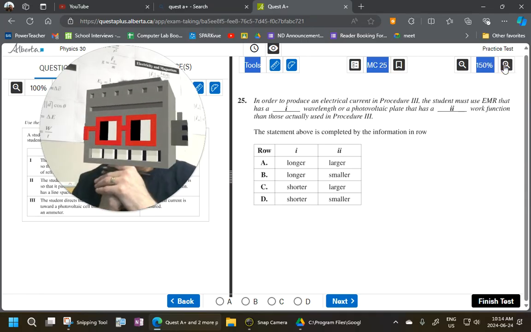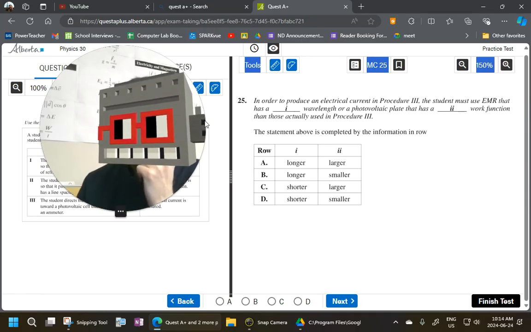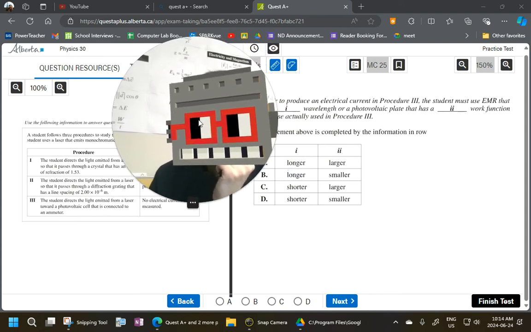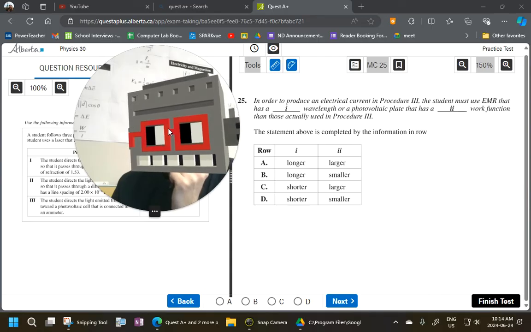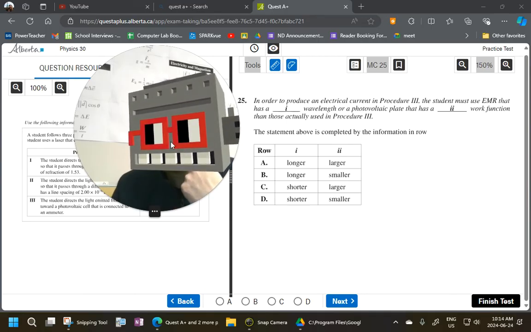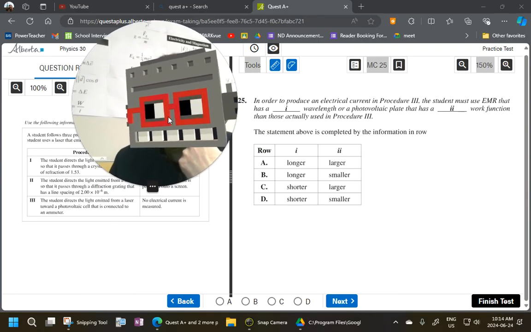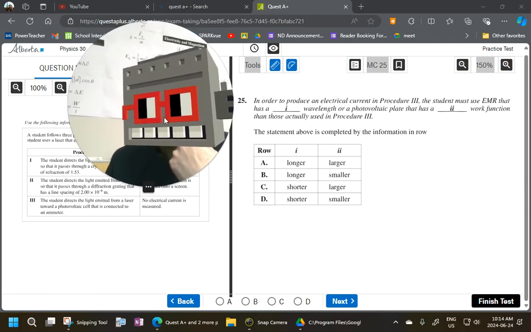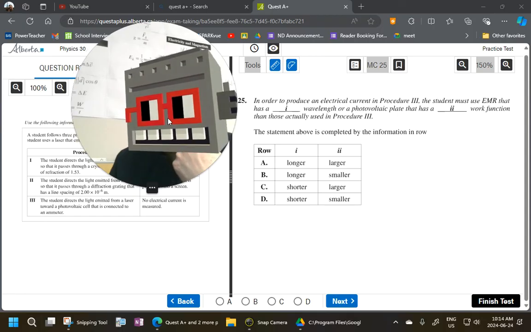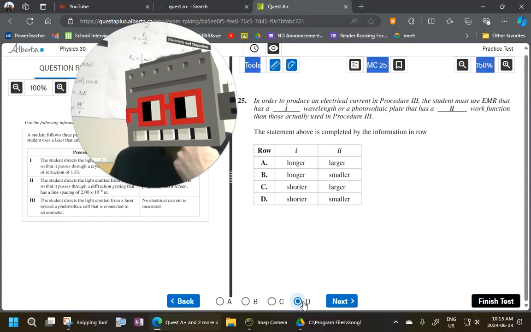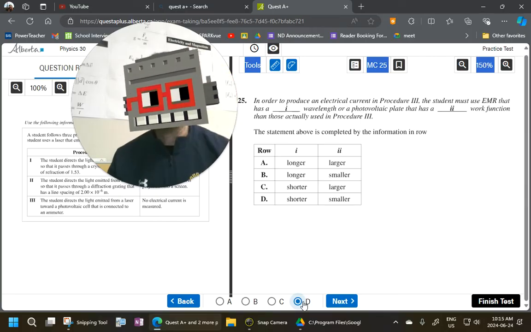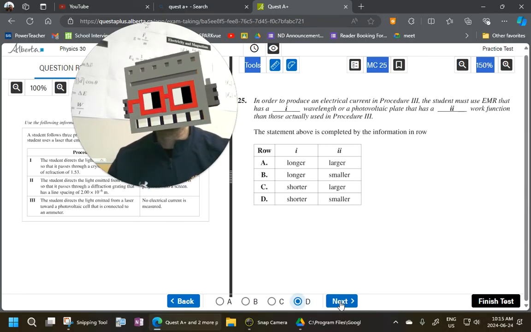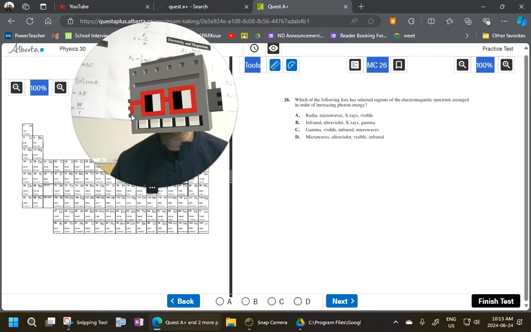In order to produce an electrical current, the student directs the laser, but no current is produced. So they want a wavelength that's shorter. The shorter the wavelength, the more energy. Right now it's not doing anything, so we need more energy. So we need a shorter wavelength, or a metal that has a smaller work function. Yeah, makes sense. Work function is the energy required to get the electron out. So if I have less energy required, we're going to work just fine there.